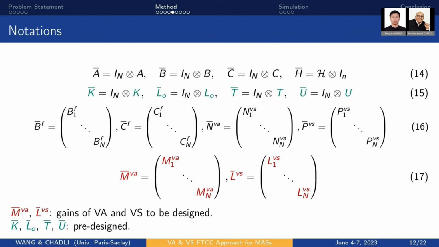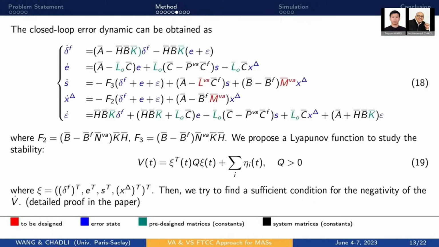So here the red matrices mean the gains to be designed later, and the cyan matrices mean the pre-designed parameters under no fault condition. And finally, we obtain the closed-loop dynamics as in this equation. We now apply the Lyapunov theorem by proposing the candidate function as in equation 19. We can verify that V is positive as Q and eta I are positive. And the objective is to find the sufficient conditions such that the derivative of V is always negative.